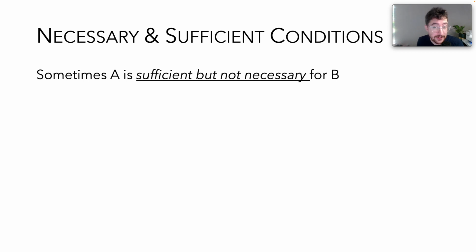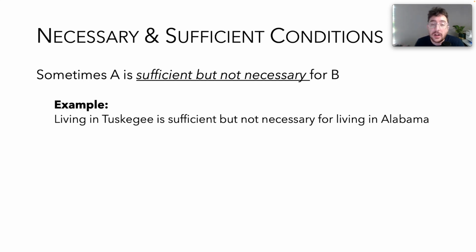Sometimes something will be sufficient without being necessary. Living in Tuskegee is sufficient, but not necessary, for living in Alabama. If you live in Tuskegee, that's enough to guarantee that you live in Alabama. It's sufficient. But if you don't live in Tuskegee, that doesn't mean you don't live in Alabama. There are other ways to live in Alabama. You can live in Auburn. You can live in Montgomery. You can live in Birmingham.